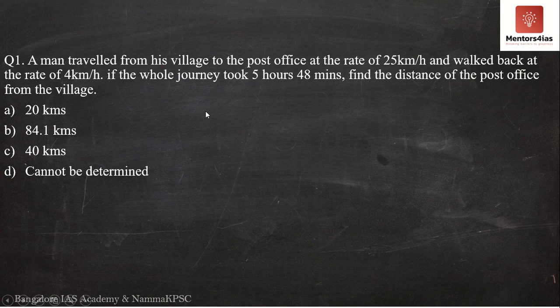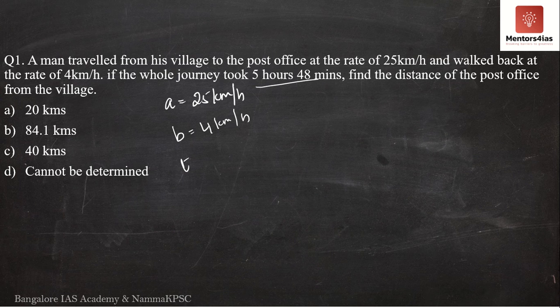Here the question is saying a man traveled from his village to the post office at 25 kilometers per hour and walked back to his home from the post office at the rate of 4 kilometers per hour. His entire journey took 5 hours 48 minutes. Find the distance of the post office from the village.